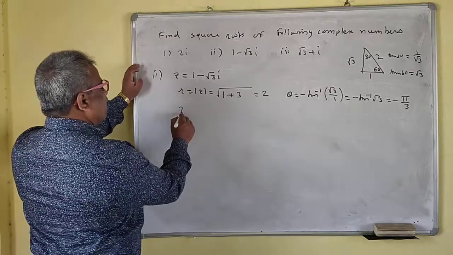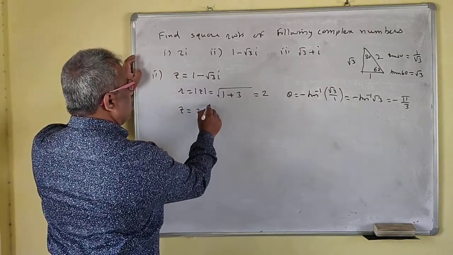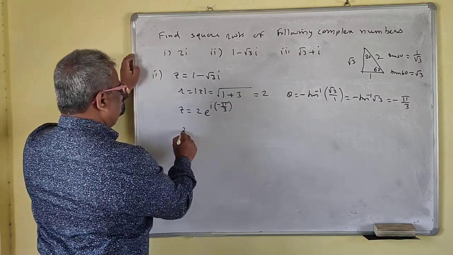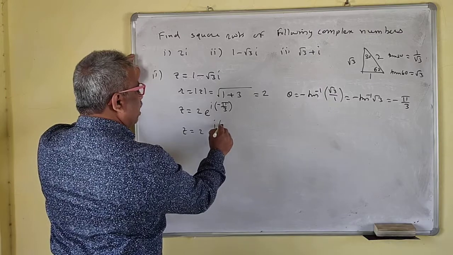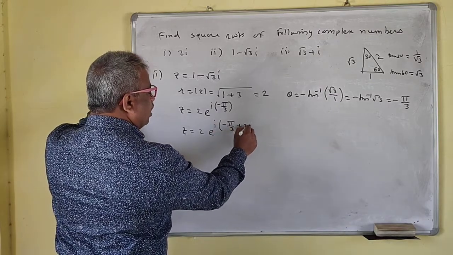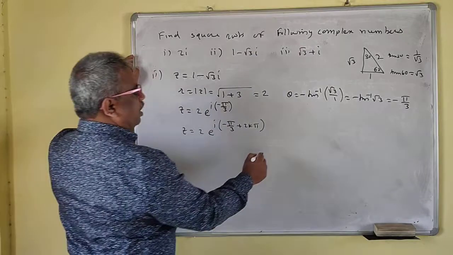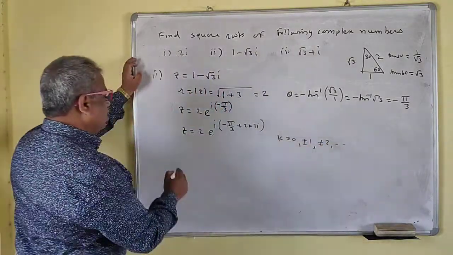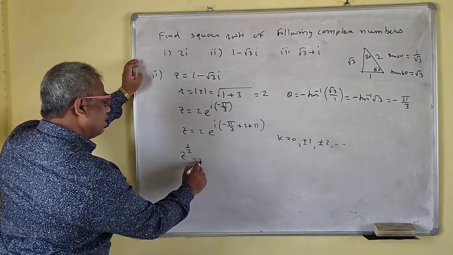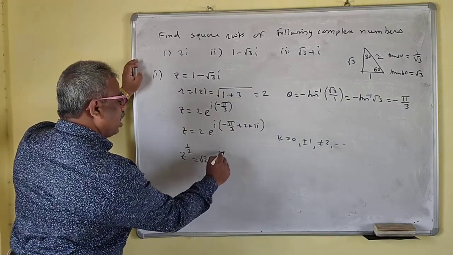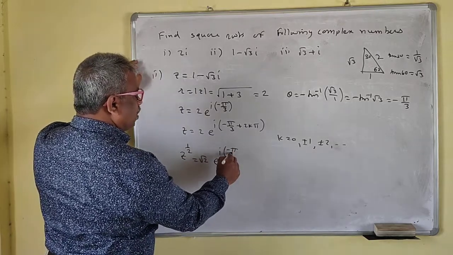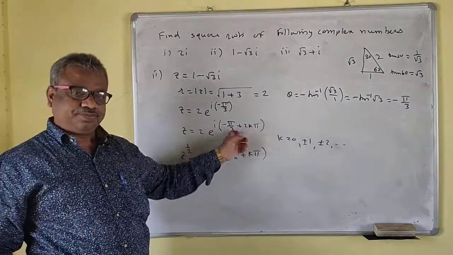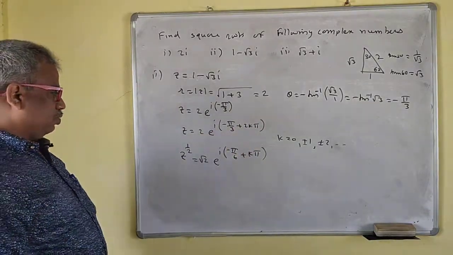Okay, so now your z is equal to what? R is 2, so z equals 2 e raised to i times minus pi by 3 plus 2k pi, where k is equal to 0, 1, and so on. Now you want the square root of this one. I will write this as square root of 2 e raised to i times minus pi by 6 plus k pi. You have to multiply by half to each.